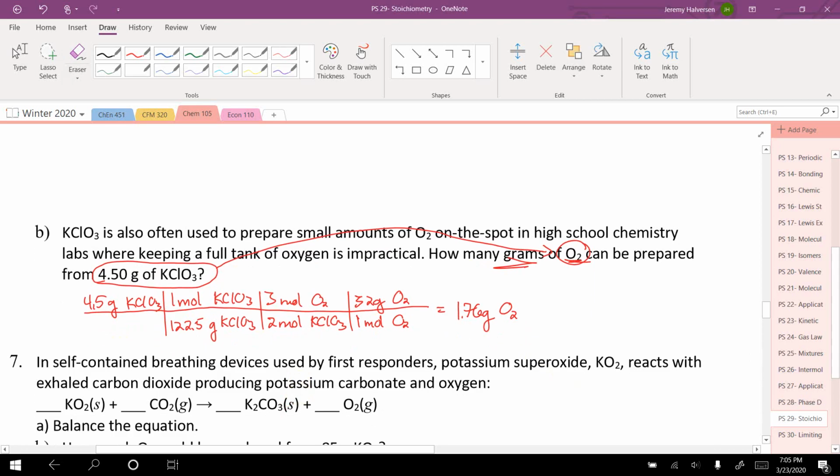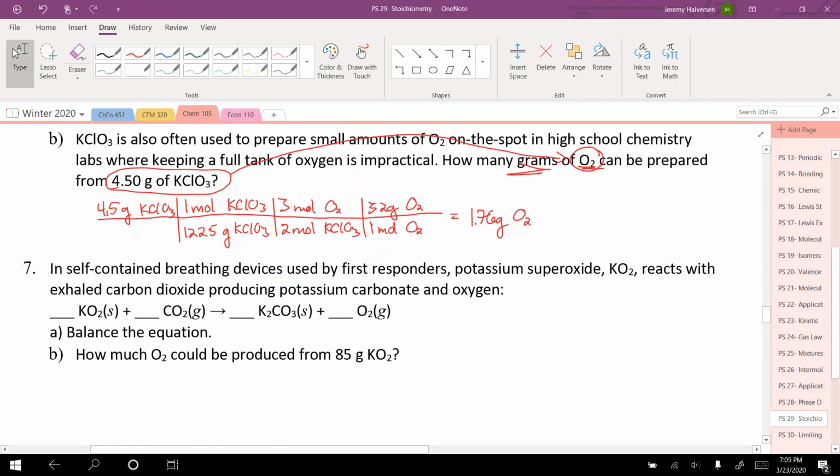Okay, we're going to do this again and again and again. In a self-contained breathing device used by first responders, potassium superoxide, KO2, reacts with exhaled carbon dioxide, producing potassium carbonate and oxygen. Balance the equation.